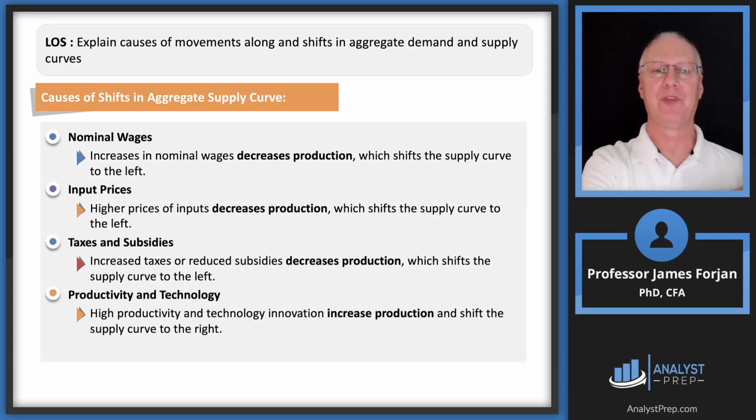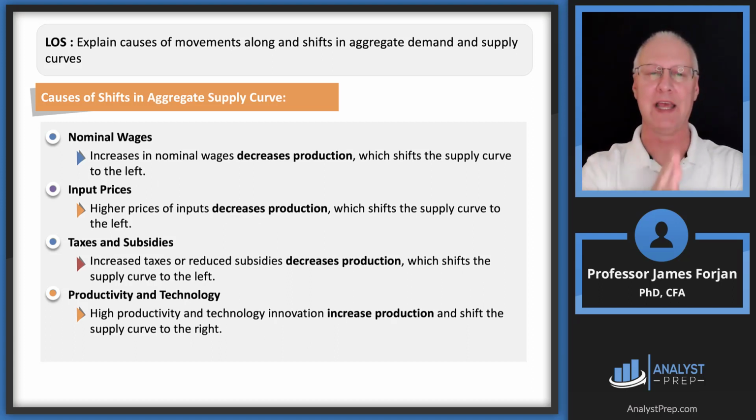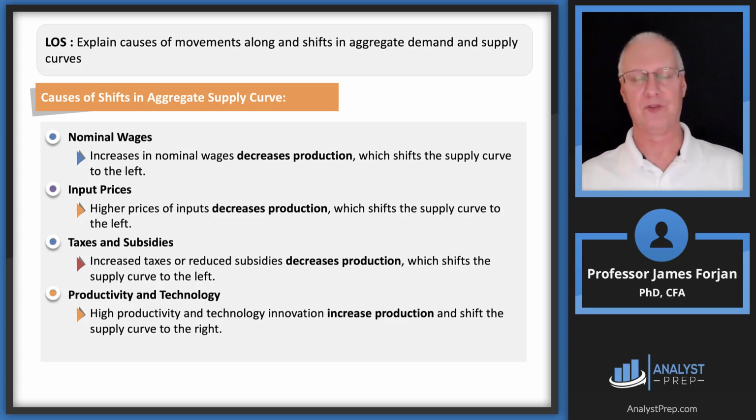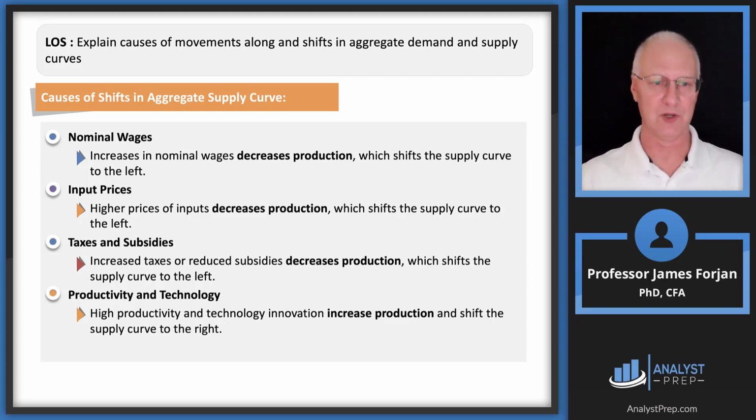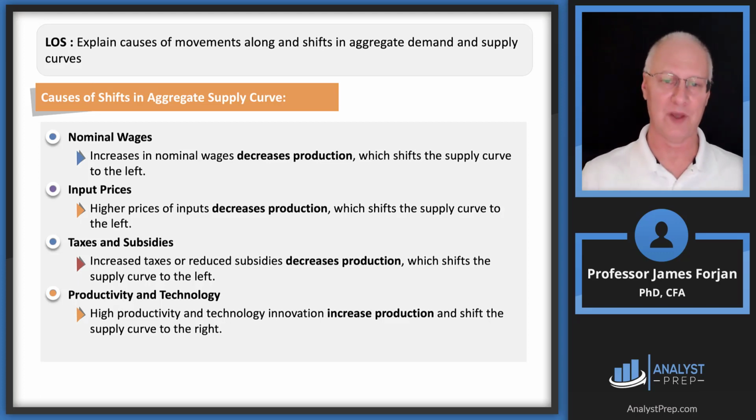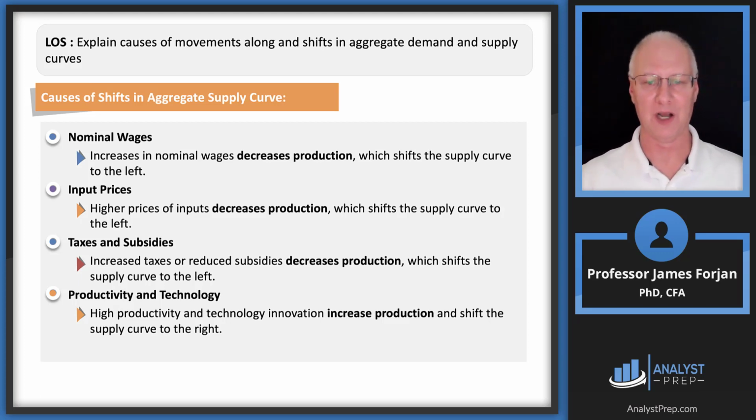Now, how about shifts in that aggregate supply curve? So remember, that's upward sloping. And then, in the long run, it's perfectly inelastic. But let's focus on the relatively short run aggregate supply curve. So nominal wages, of course, tend to decrease production. Higher input prices then tend to decrease production, right? Taxes and subsidies tend to decrease production.